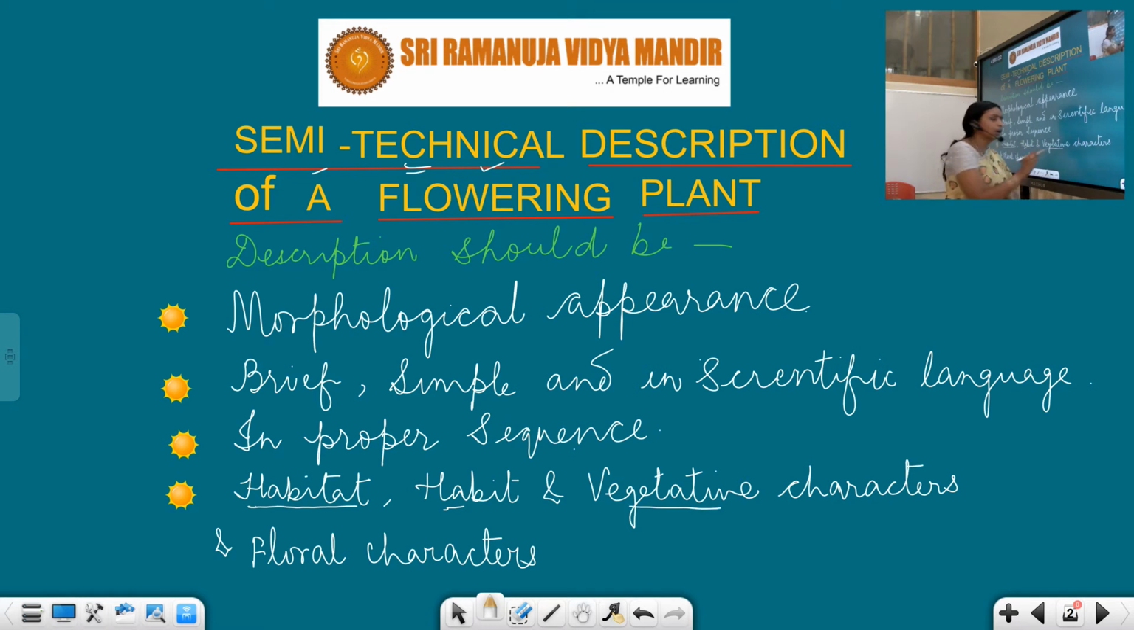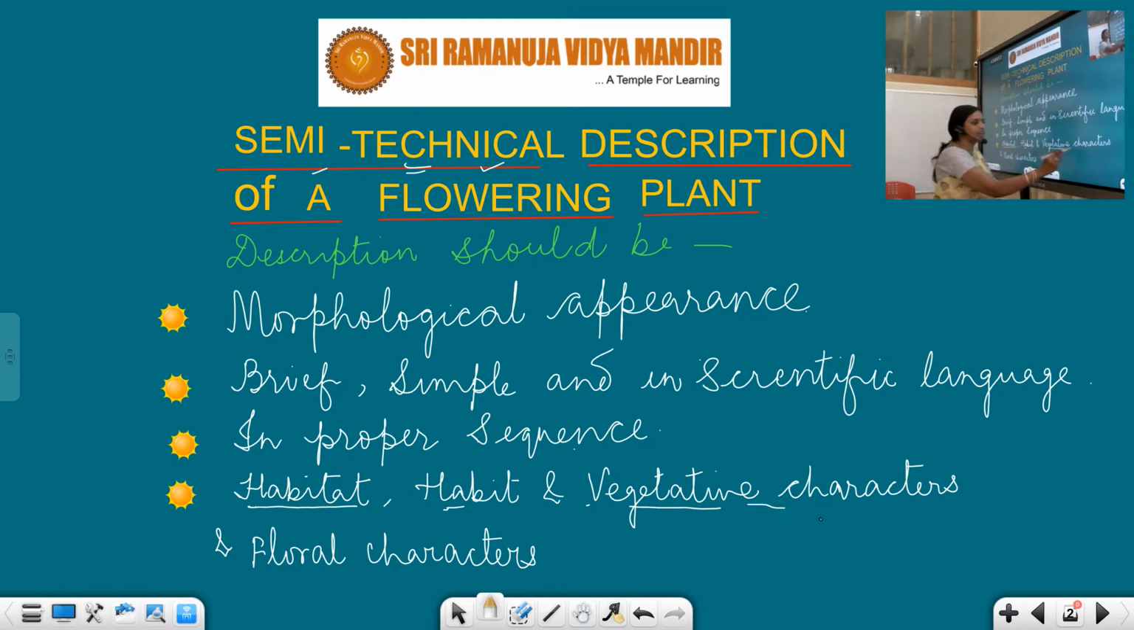So how the root looks externally, whether it is a taproot system, or, if it belongs to a monocot, then it is fibrous, or adventitious type. Similarly in stem, whether it is herbaceous or woody, glabrous or hairy, which type of stem is there. And similarly in leaf, which type of venation is there, and whether a simple type or a pinnately compound type of leaf is found. We have to describe these in vegetative characters.